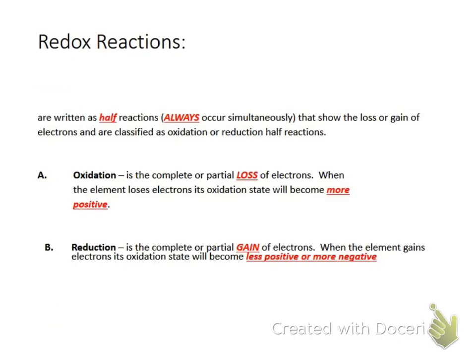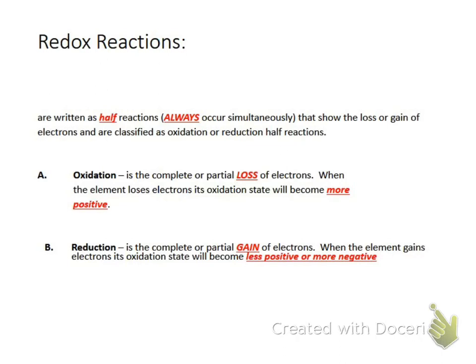Okay? All right, so now let's talk about what redox reactions are, now that we can assign oxidation states. First of all, we write them as half reactions. They always occur simultaneously. You cannot have an oxidation without a reduction. No exceptions. You have to have oxidation and reduction happening simultaneously. One doesn't happen before the other. They happen always at the same time.